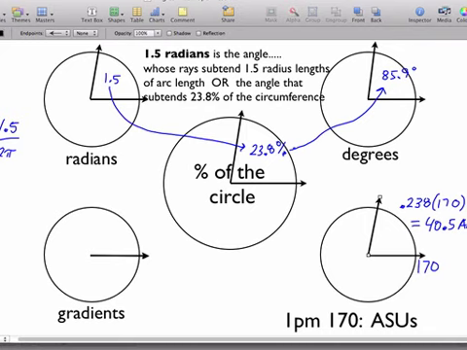Okay, so now 100 ASUs. How many radians is it? How many degrees is it? Go. 100 ASUs. How many radians? How many degrees? And 100 ASUs. Go.